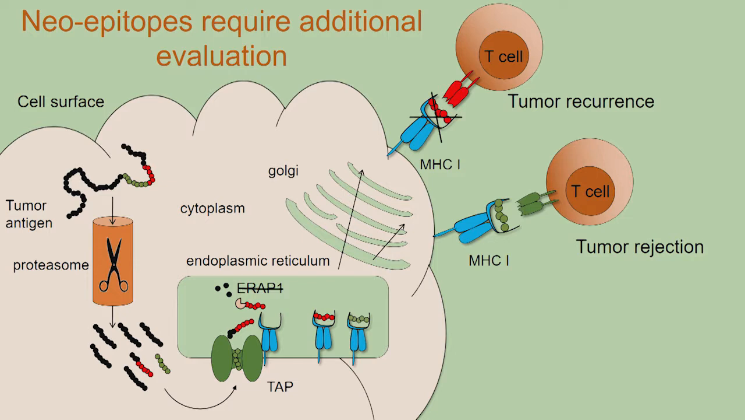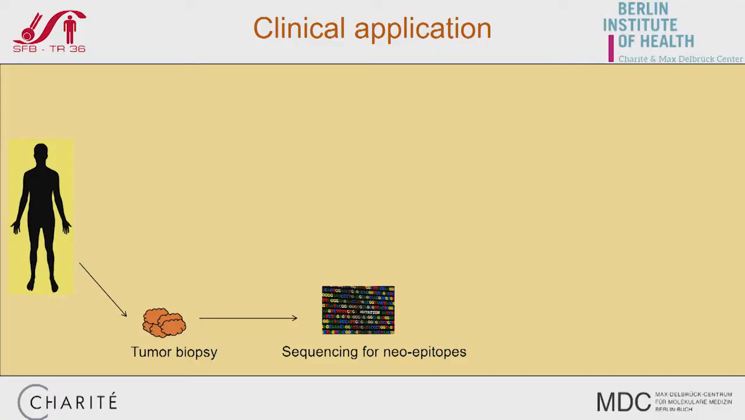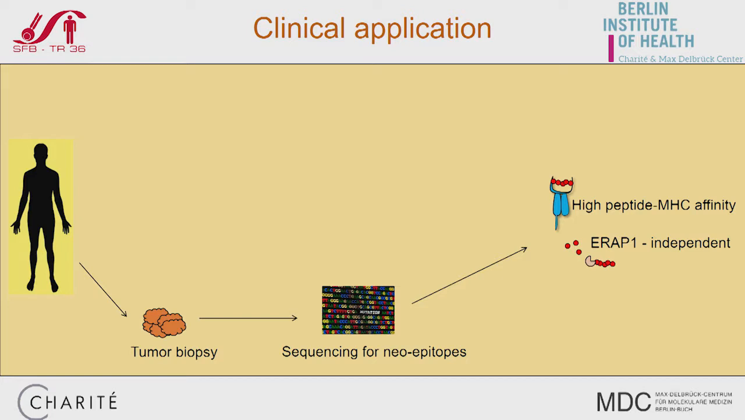So we would like to introduce a third factor which is necessary for designing optimal T-cell therapy, and this is to target targets which are ARAP independent. And how we're going to implement this into the clinic, we are going to take tumor biopsies, sequence for the neo-epitopes, and then test those neo-epitopes whether they have high peptide MHC affinity and also that they are ARAP1 independent.